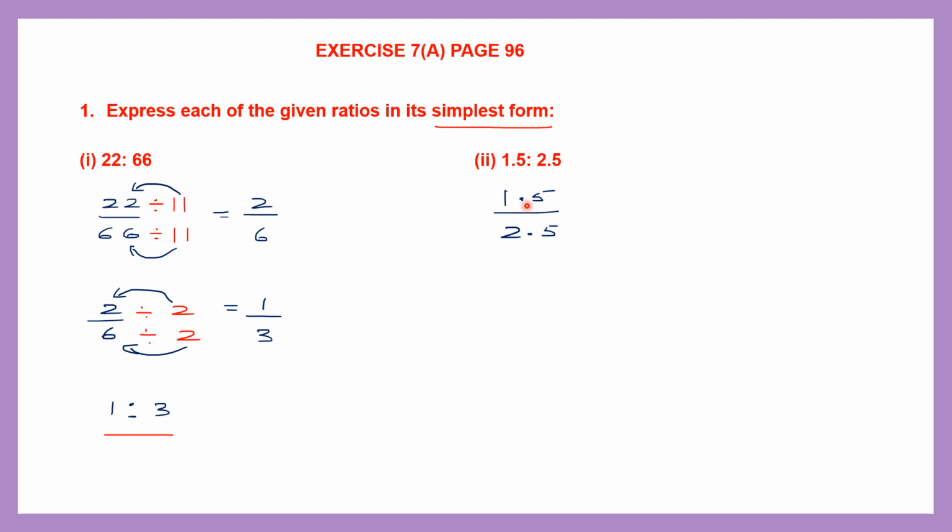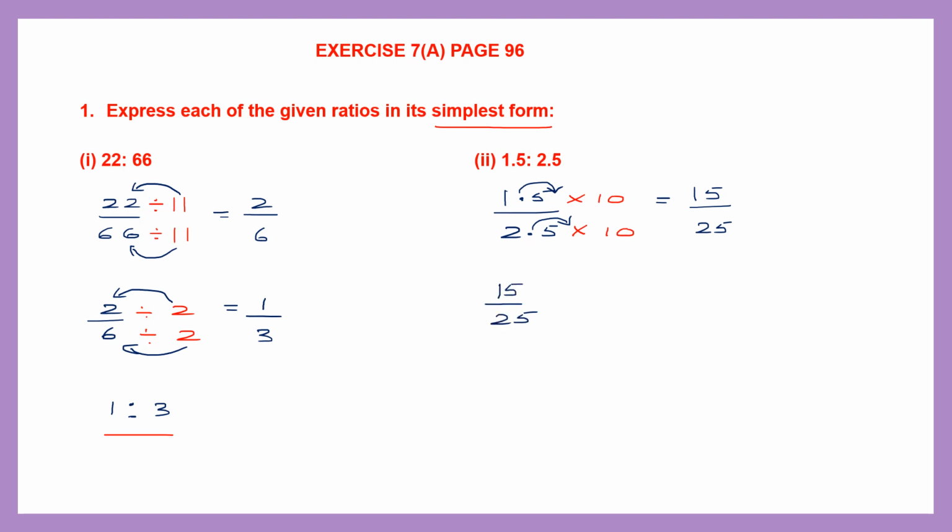Now, how can we move it one place to the right? We can only do it if we multiply it by 10. So let's multiply this by 10. That means we have to multiply this also by 10. So now what do we get? Now the point moves one place to the right because we're multiplying it by 10. So here it becomes 15. Similarly, here also the point moves one place to the right, so that becomes 25. So now we have 15 by 25.